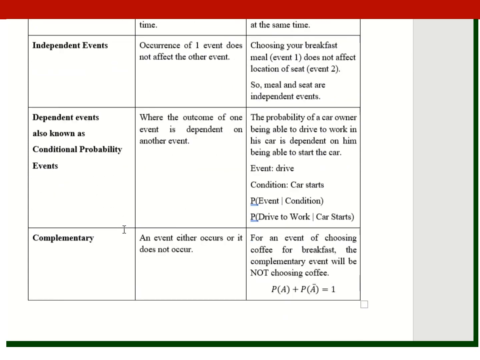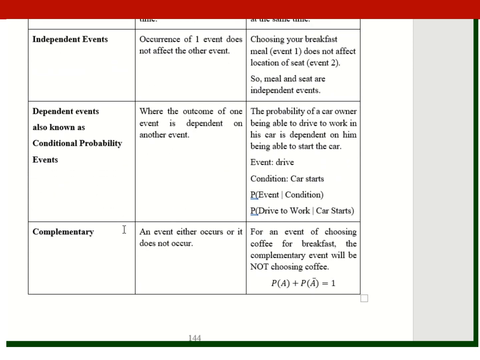Okay, and then you have dependent event. What is a dependent event? When one event is affected by the other. The possibility of a car owner being able to drive to work in his car is dependent on him being able to start the car. If you cannot start the car, you can't drive the car. So these are dependent events, when one event affects the other event.